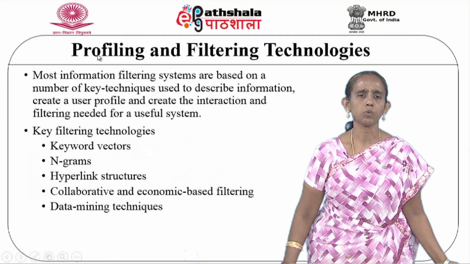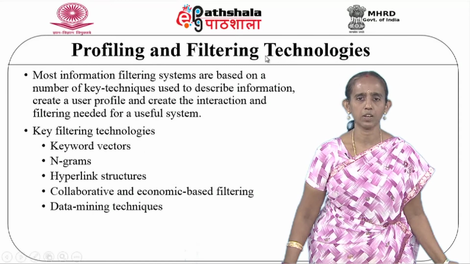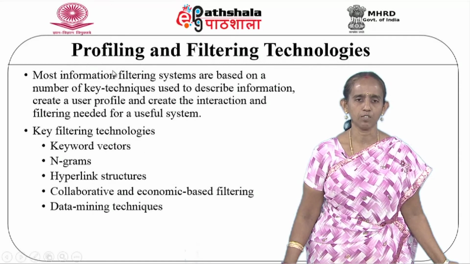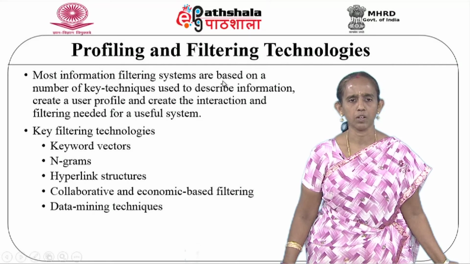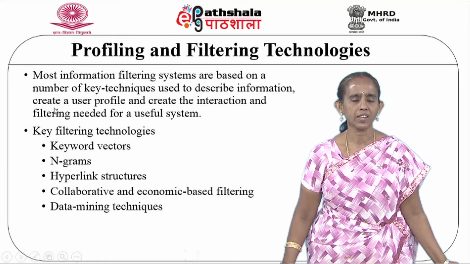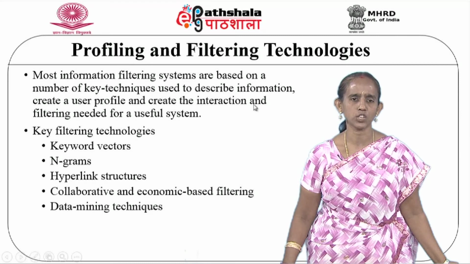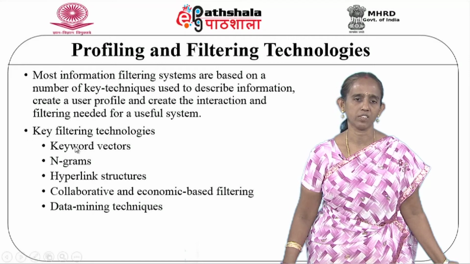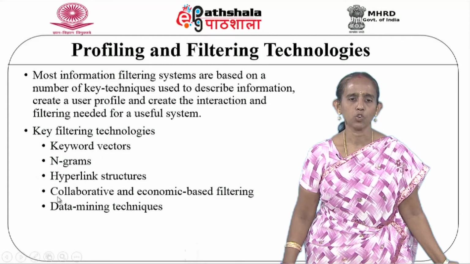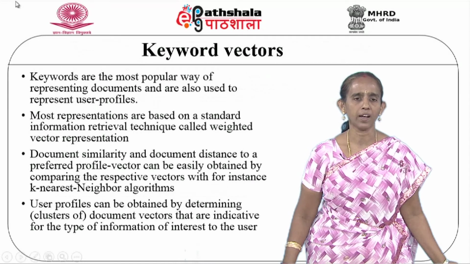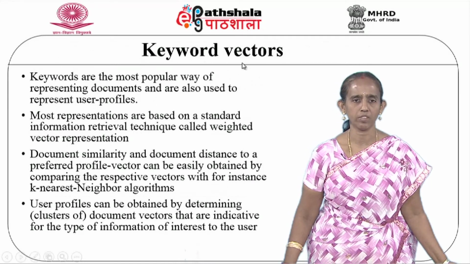The next one is profiling and filtering technologies that are being used to filter out the information available on the internet. Most information filtering systems are based on a number of key techniques that are used to describe the information, create a user profile, and create the interaction and filtering needed for a particular useful system. The key filtering technologies available are keyword vectors, n-grams, hyperlink structures, collaborative and economic-based filtering, and data mining techniques. So let us have a look at all these key filtering technologies in detail.